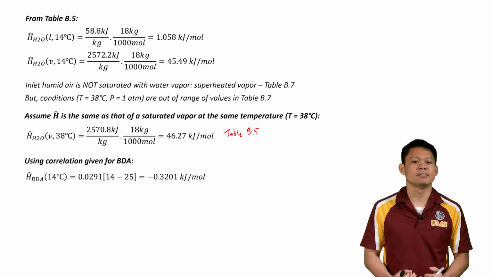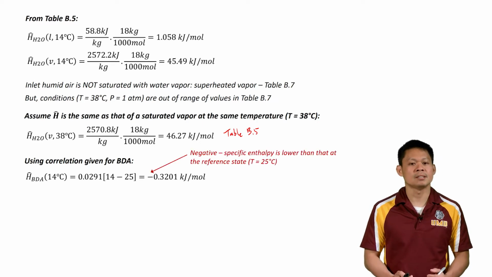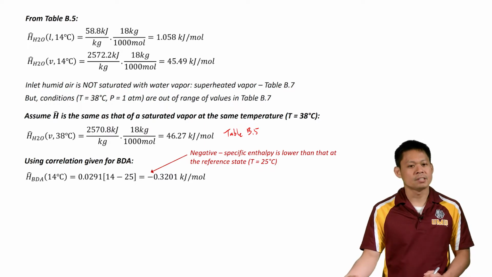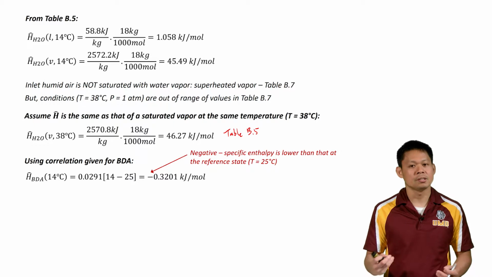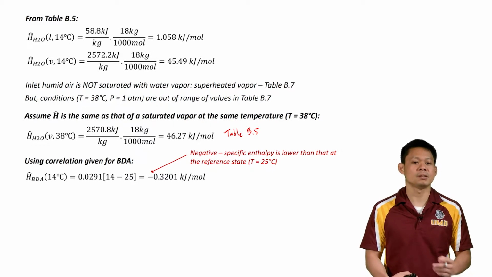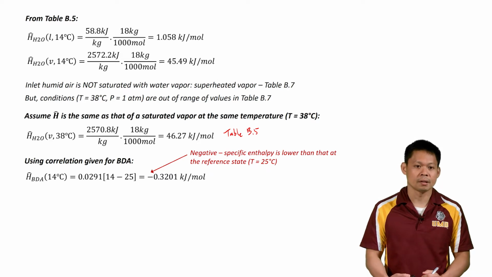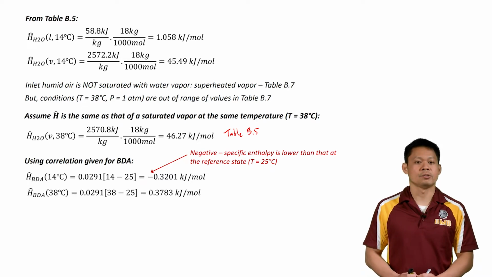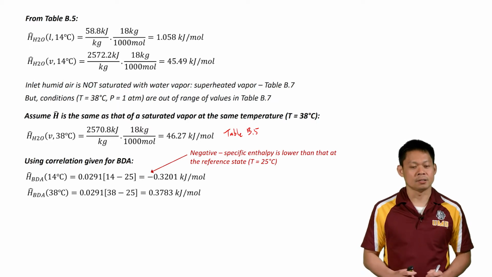What does this negative specific enthalpy mean? It means that the specific enthalpy is lower than that of the reference state. So what is the reference state of bone dry air from this equation? I know it is 25 degrees C because that is the temperature at which I'm going to get a specific enthalpy of 0. We're going to redo this for our 38 degrees C, that's our inlet stream, and we end up with our specific enthalpy here.